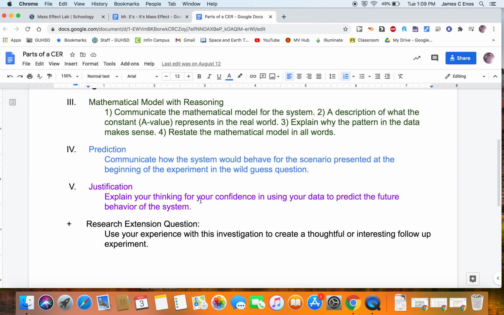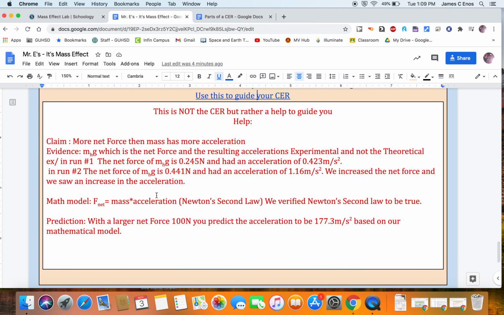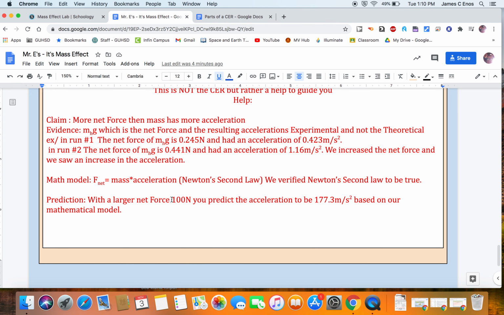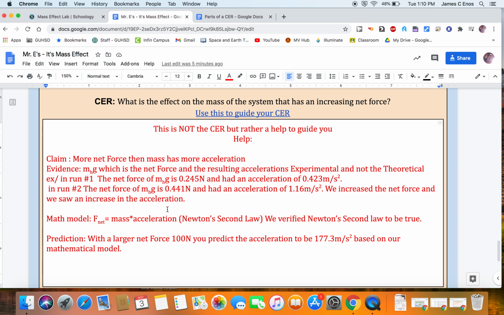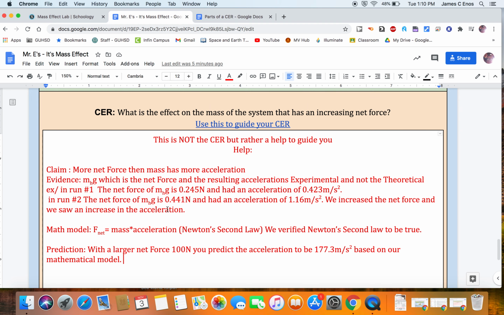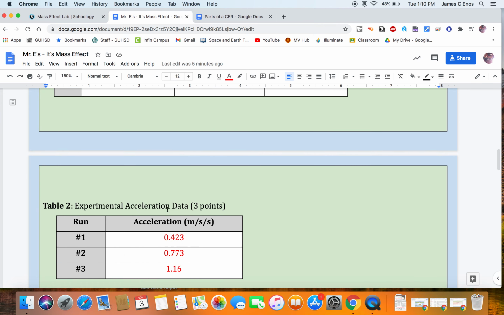And then you need to justify, explain your thinking and your confidence in your data in order to predict this future behavior. An example I gave for this prediction was, with a larger net force of around 100 newtons, you could predict that the acceleration of the object would be 177.3 meters per second squared, based on your mathematical model. The mathematical model being F equals ma, which we can just wink to one another and say that's Newton's second law. So use this as guidance. This is not your CER, but rather guidance for you in writing up a CER. Once you're done with this, you're able to turn in this laboratory experiment.